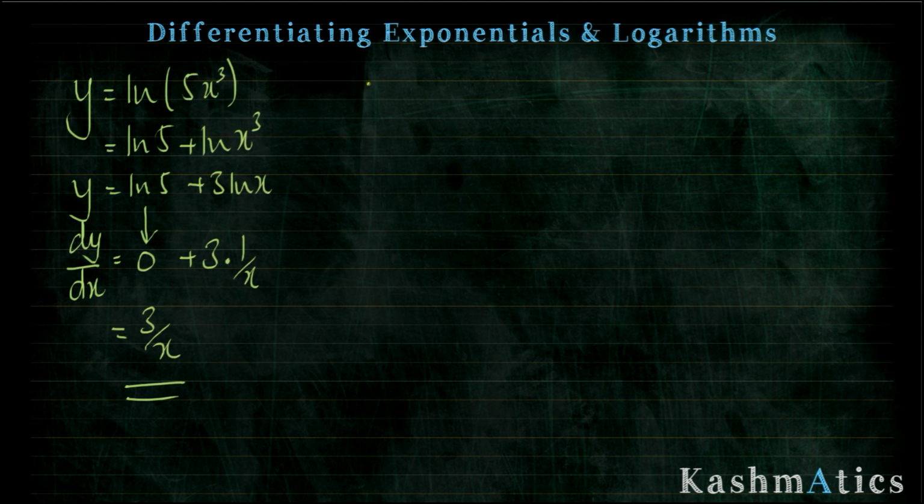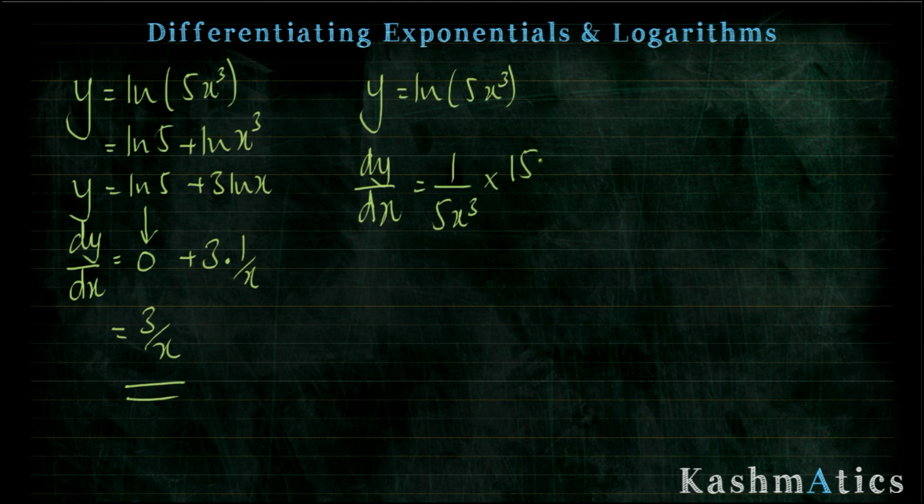The second way is by applying the rule I had in the first page, which was dy by dx is equal to 1 over the function multiplied by the derivative of the function, which would be 15x squared. Okay, so the x squared would cancel out with x squared from the bottom, leaving me with just x on the bottom. Okay, and the 15 divided by 5 leaves me with a 3 at the top. So I get 3 over x. So I get exactly the same result. I've just gone about it in a different way.